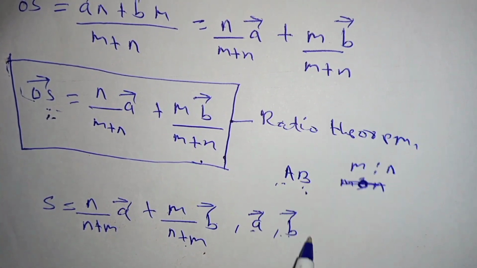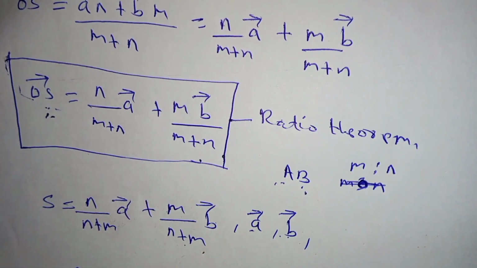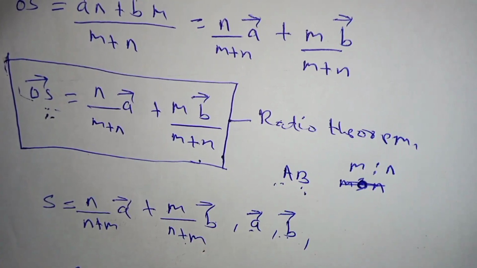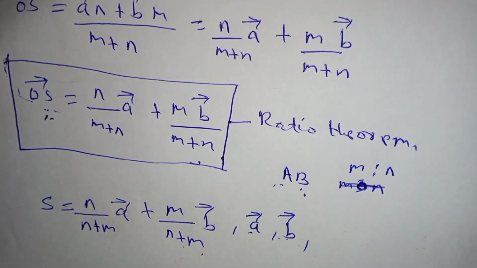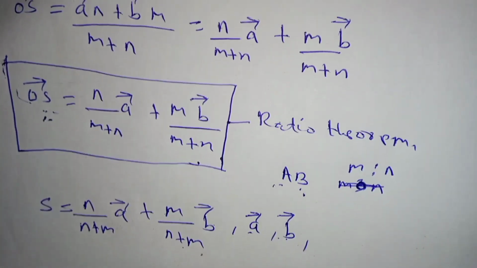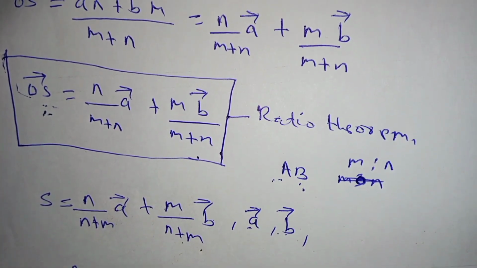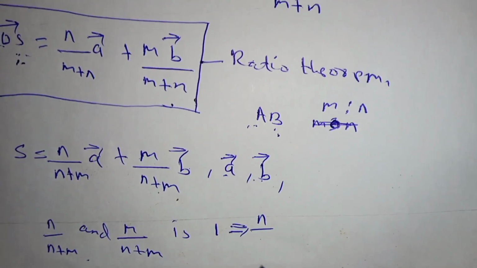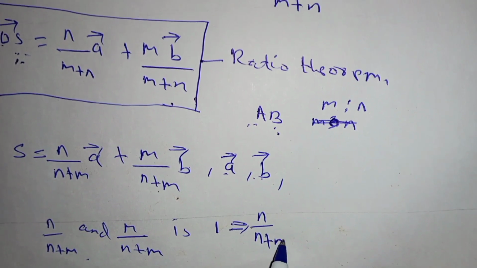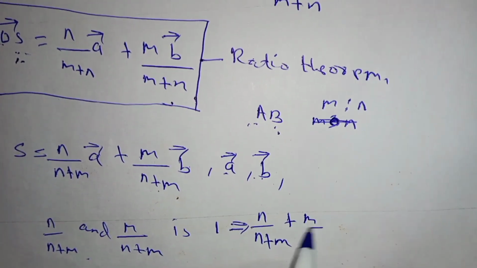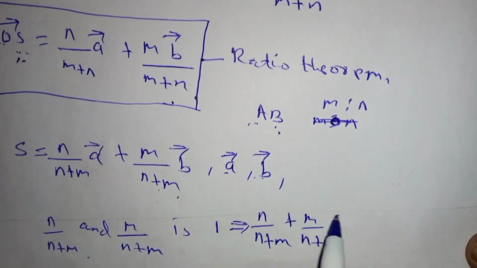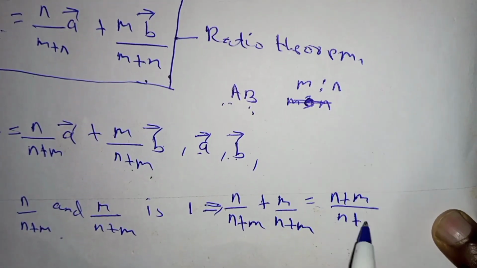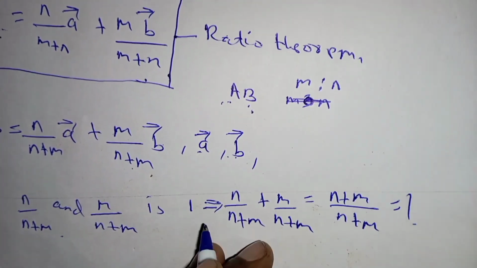Note that the sum of n over n plus m and m over n plus m is 1. When you add these, you will get 1, which is clearly shown here. If you have n over n plus m plus m over n plus m, clearly you can see it is equal to 1, because you have n plus m over n plus m, which is equal to 1.